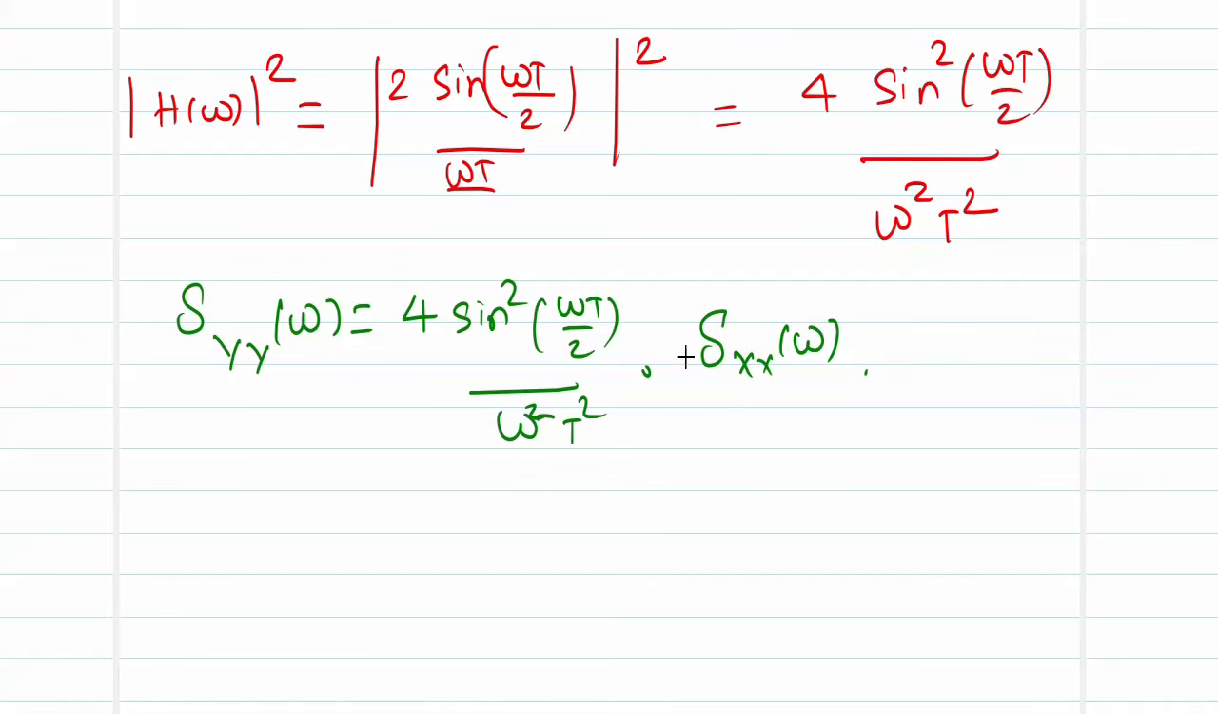We need to keep in mind that this portion is what plays the role over here. We are not evaluating this part because we don't have an autocorrelation function given. So we just express the output power spectral density in terms of the input power spectral density.